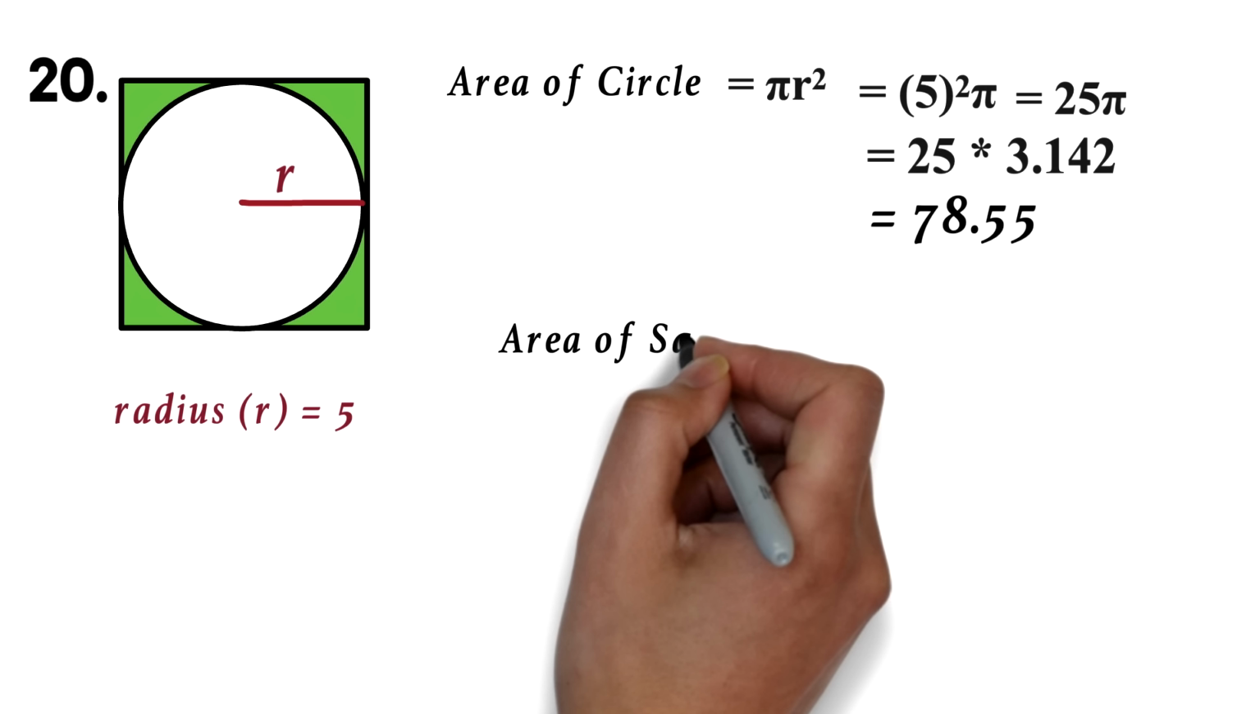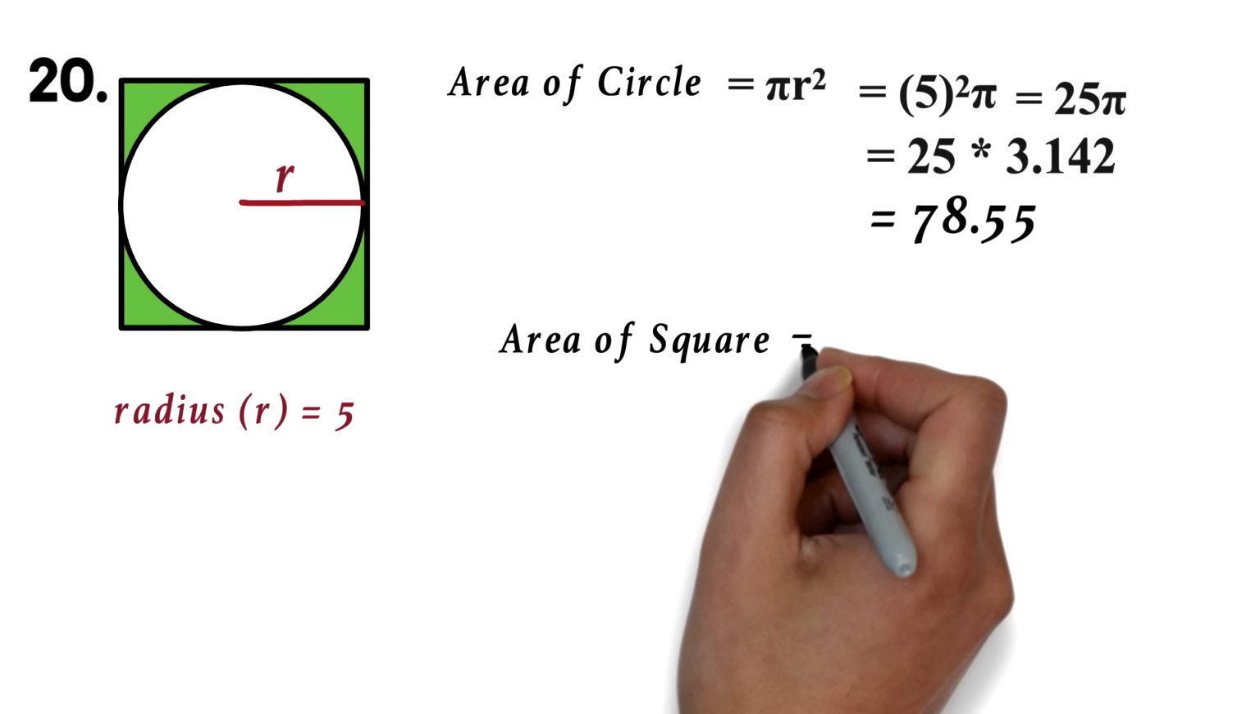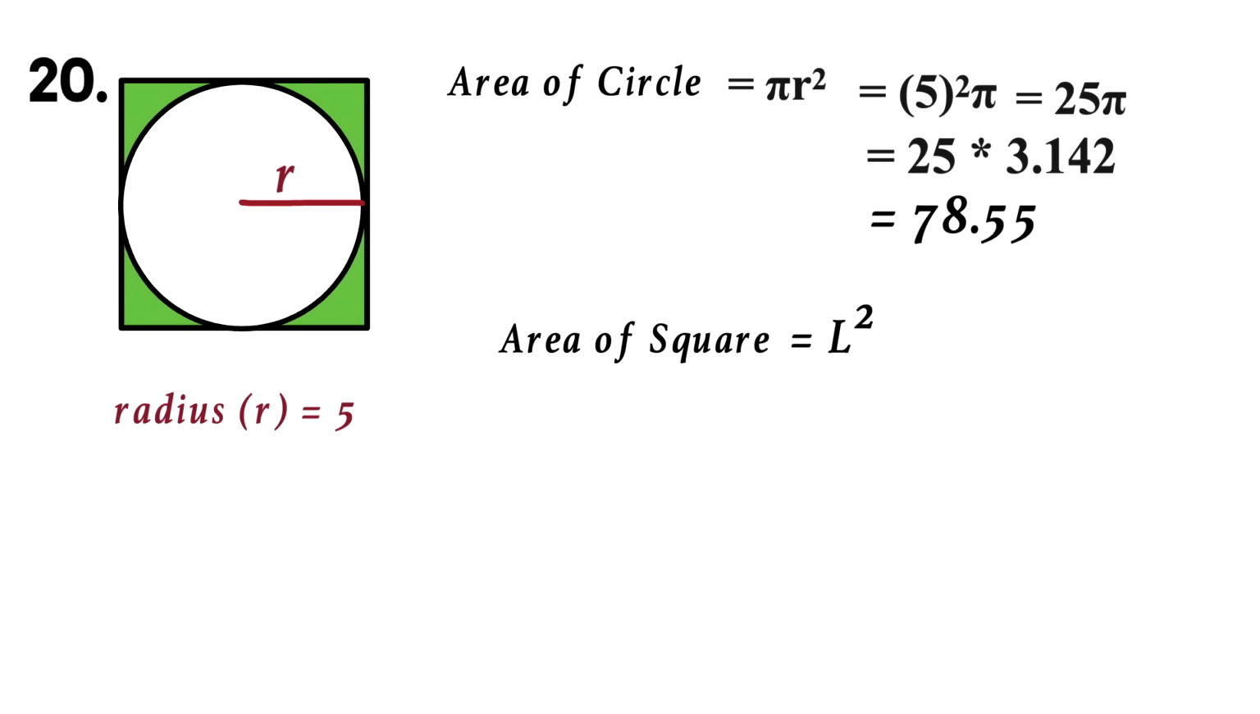Now, we find the area of the square. The area of a square is the length squared. We have not been given the length, but we can find it. Since this is the radius, if we extend it to touch the other side of the square, we will have the diameter. The length of the diameter will be the same length of the square.